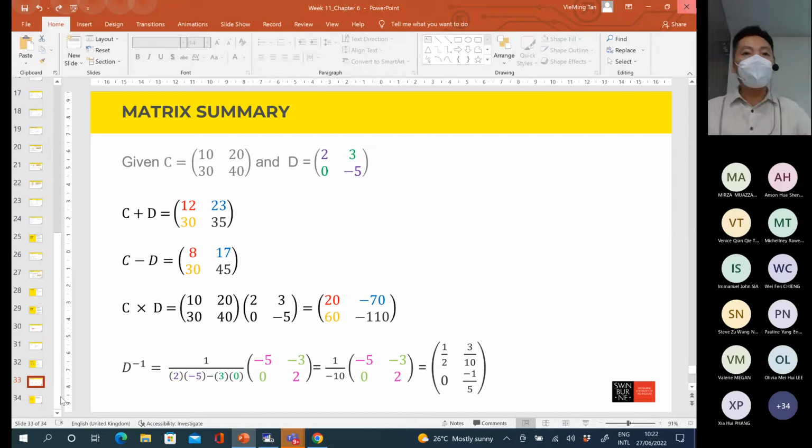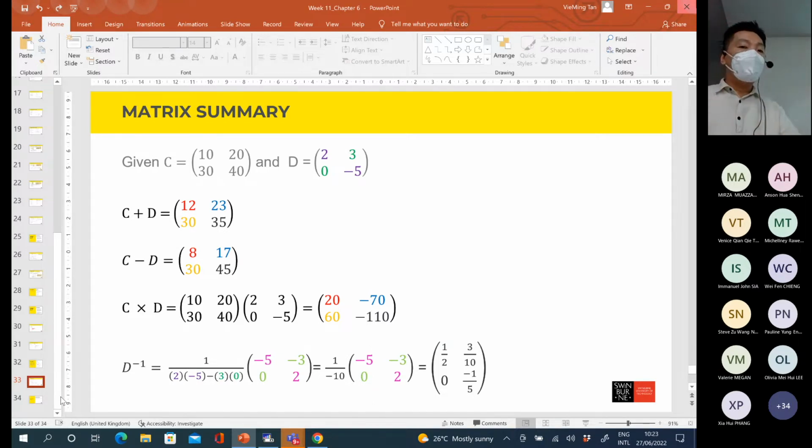Okay, so this is a summary. Summary we'll go through tomorrow during the tutorial. We'll go through together. So in short, today what we have learned: the definition of a matrix, which consists of many elements, whereby all these elements have been arranged in a rectangular format in terms of number of rows and also number of columns. Right? So today we also learned how to sum up two matrices together.